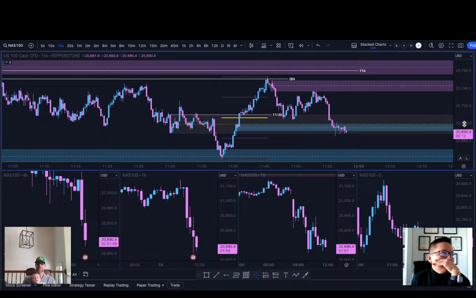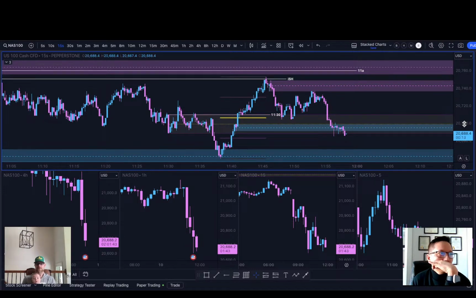This is an interesting little zone. What's going on? Oh, yeah, it breaks. It's breaking. So that's our demand turn supply right there. Last 2 minutes. Support turn resistance.